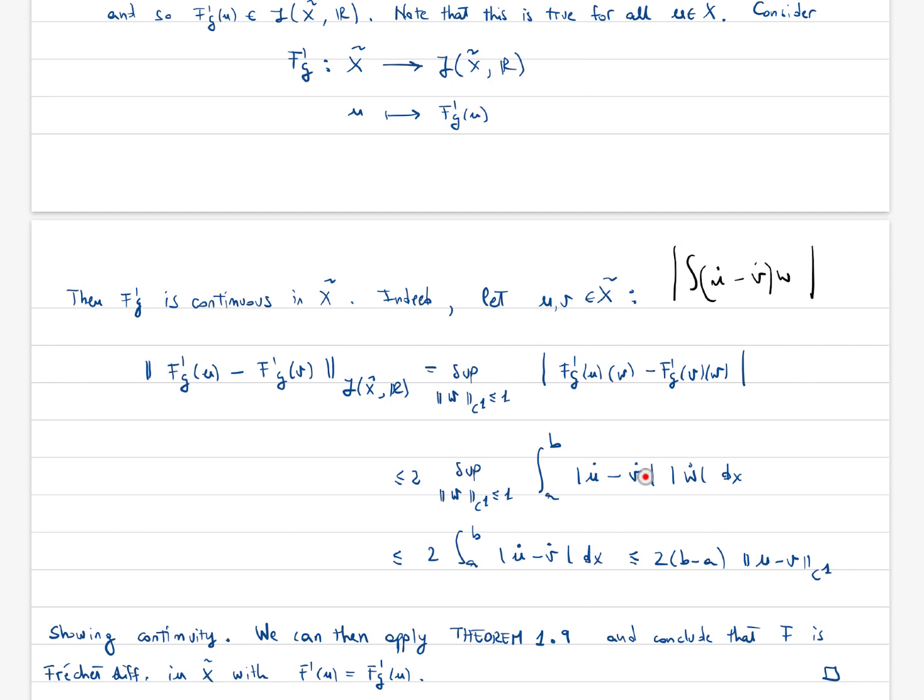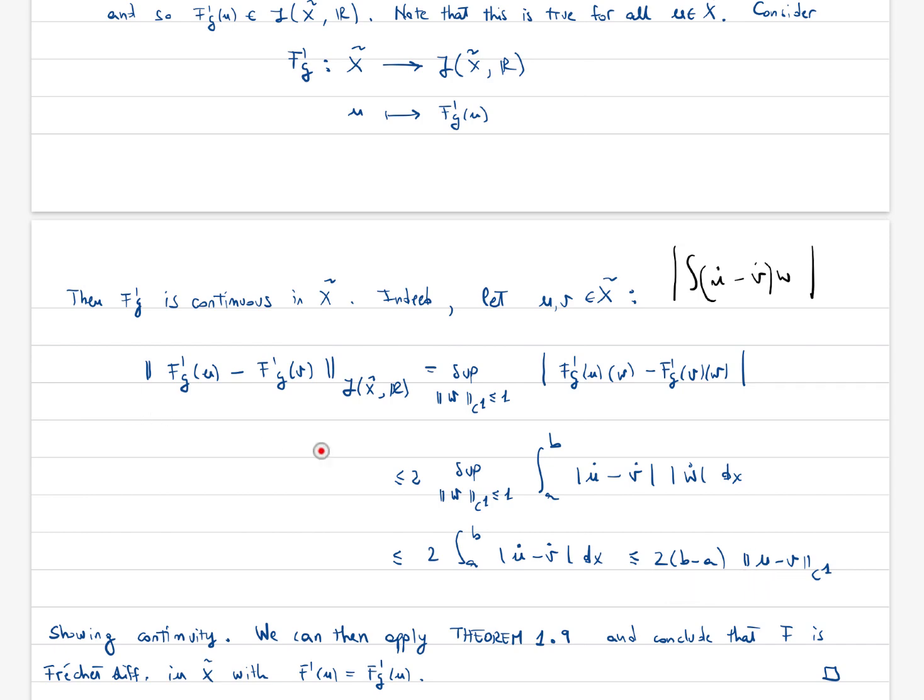And so you have shown that the function f prime g is continuous, because if you vary v around, we actually show that it's Lipschitz with constant at worst 2 times b minus a.